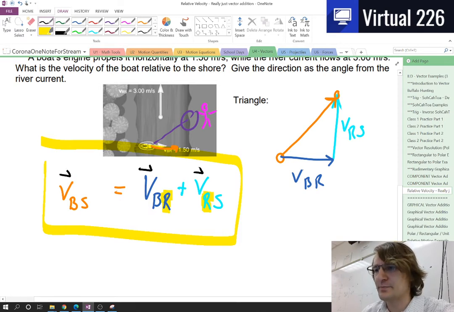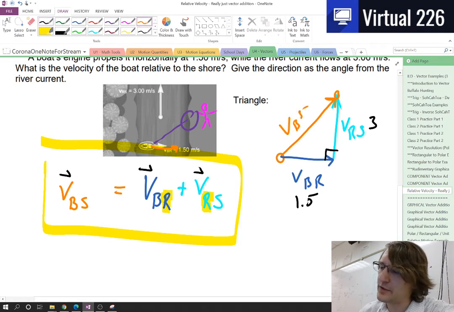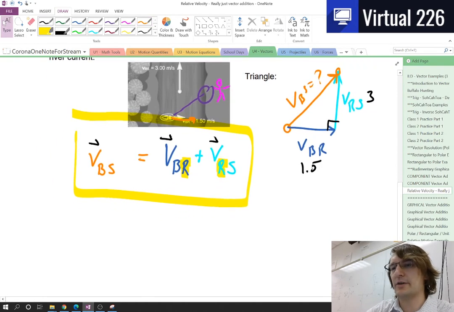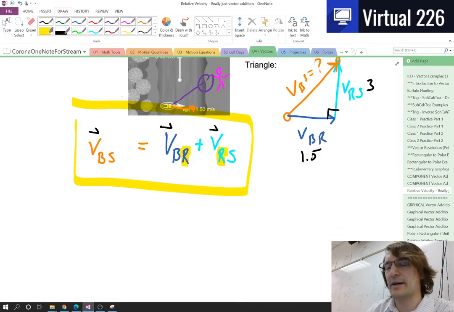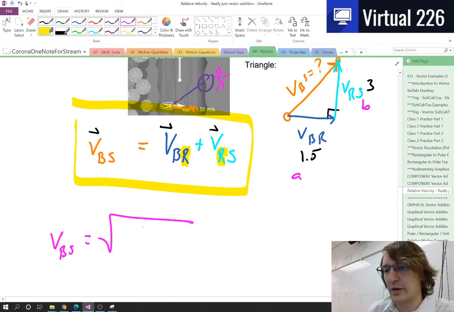And in this case, since this is a lovely right triangle, and I know this side is 1.5 and this side is 3, if I'm looking for the velocity of the boat with respect to the shore, well, I can use the Pythagorean theorem to solve that. To find the hypotenuse, I recall it's the a side squared plus the b side squared, and then take the square root of it. So this velocity of the boat with respect to the shore, that hypotenuse, is equal to the square root of 1.5 squared plus 3 squared.